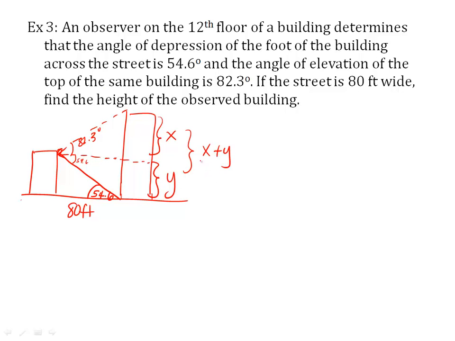All right, this is more complicated, lots of steps. So let's first take the bottom triangle. Let's try to figure out what Y is. So I'm going to draw this out. 80 is the distance across the street. This angle right here, 54.6. And I need to know this height right here. This is my Y. It's the same length here as it is here.